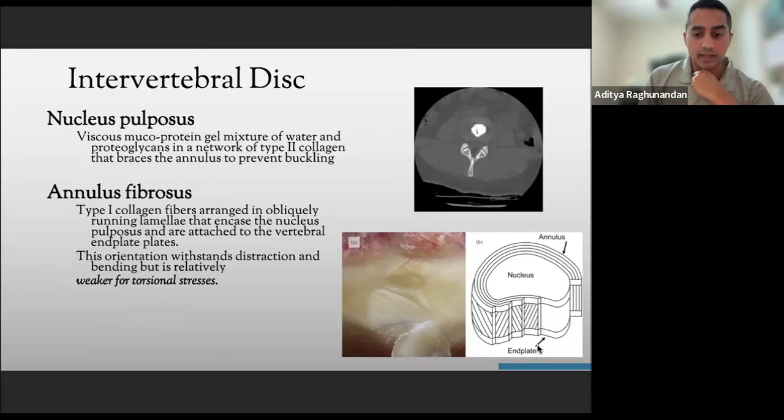And this orientation specifically is very good at withstanding distracting forces and bending forces, but they're not really good at torsional stressors or forces. So this kind of comes into play when we talk about disc herniations.